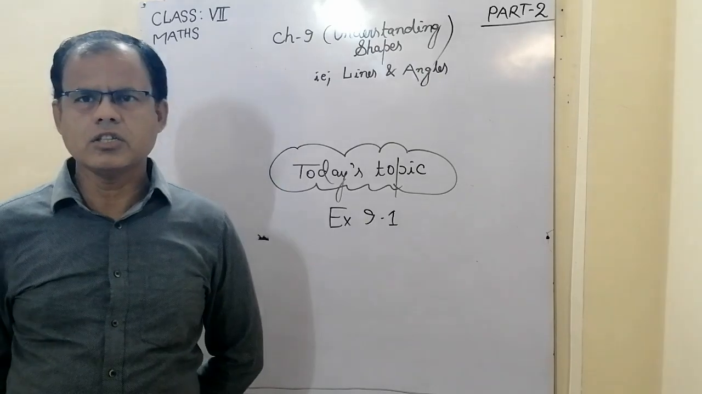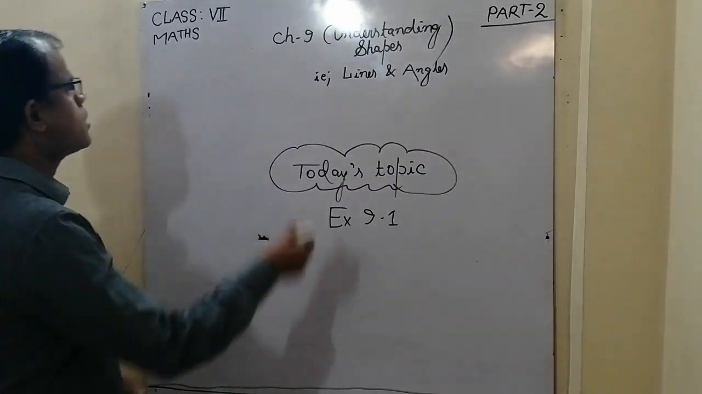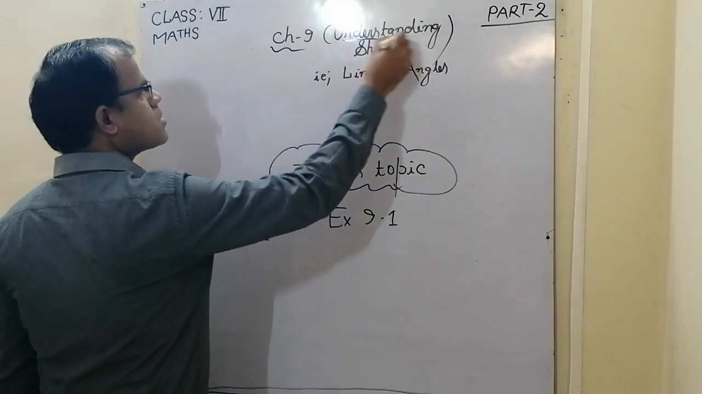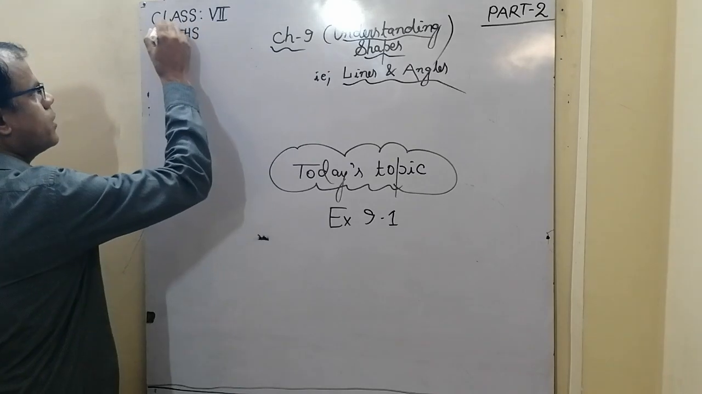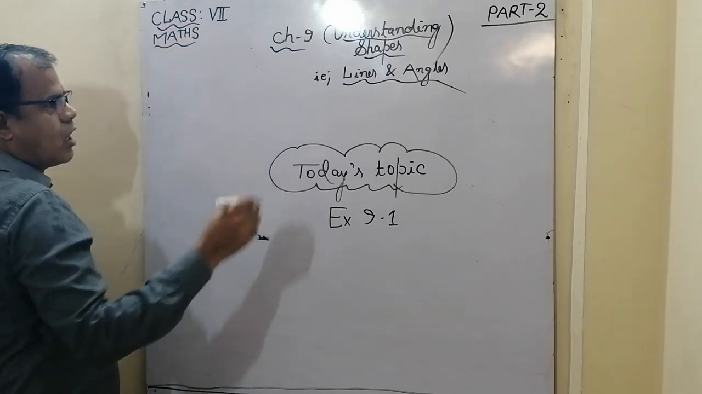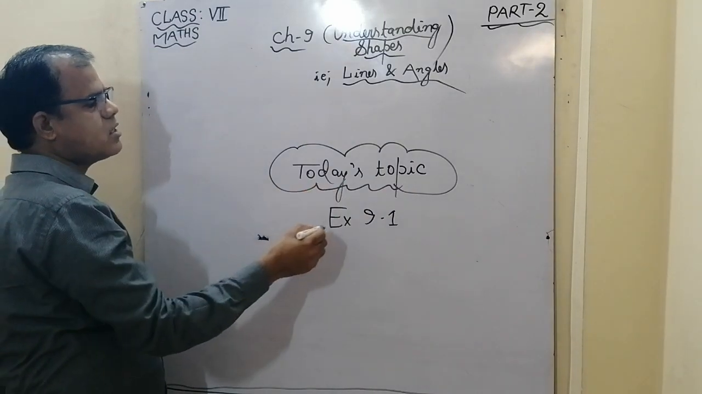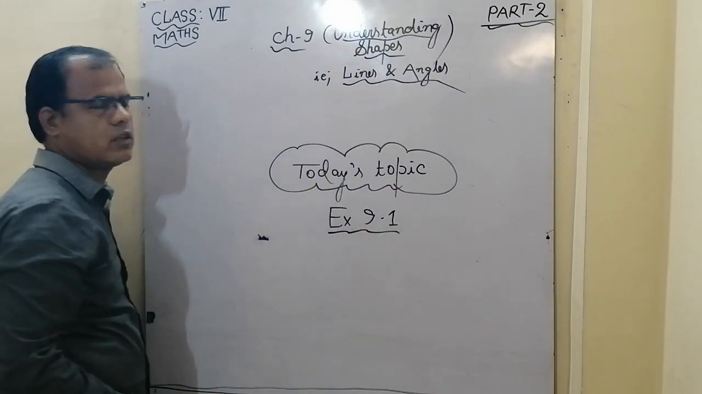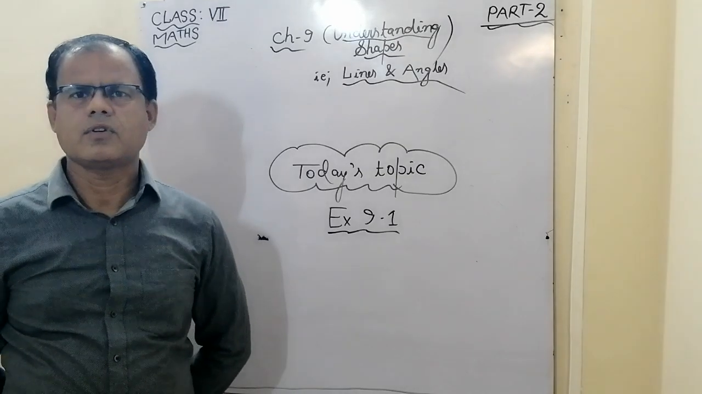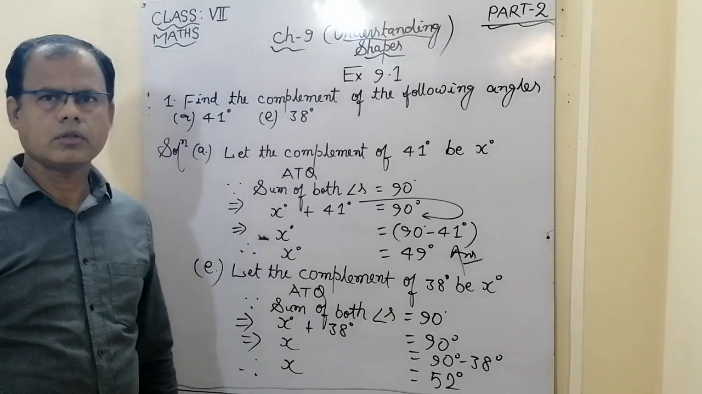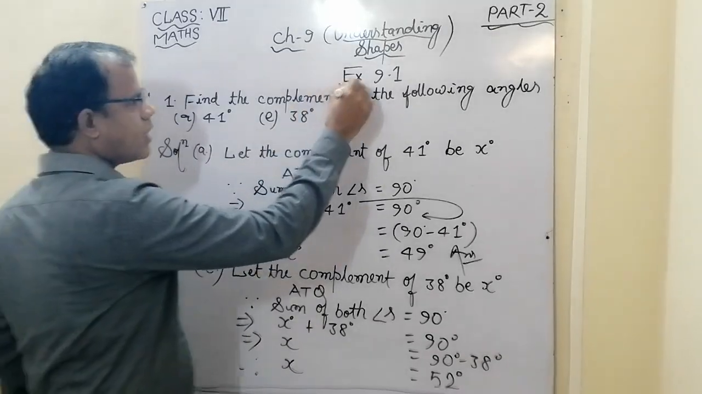Dear students, in this video, we are going to start chapter 9, Understanding Shapes, that is lines and angles of class 7 math, and this is part 2 video. And today's topic is exercise 9.1. Exercise 9.1. So are you ready? Let's start. So students, let's start exercise 9.1.